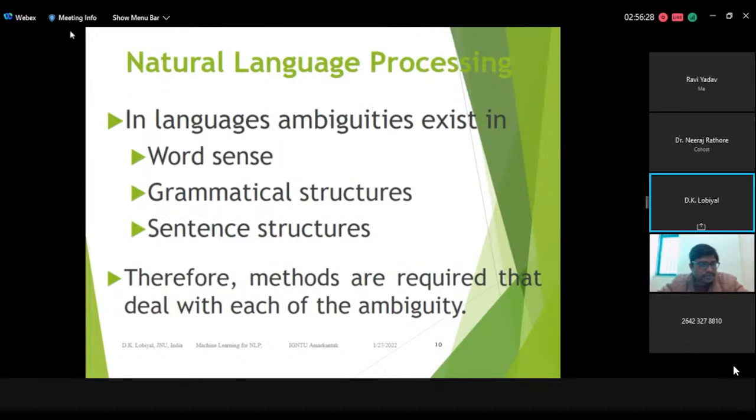I'll quickly go through this part so that we can spend more time on it. So the ambiguity exists at what sense level? Like say, one word has more than one sense. Any of you are Hindi speakers? How many of you, Pawan, are Hindi speakers?